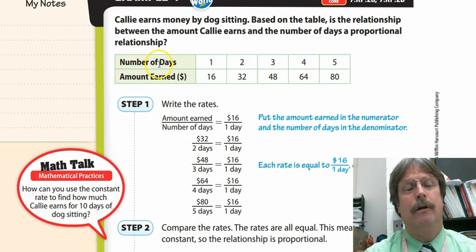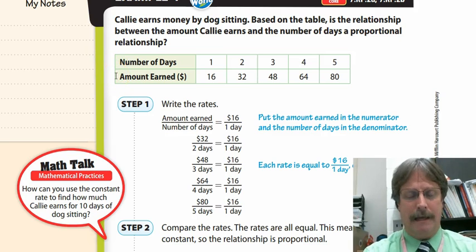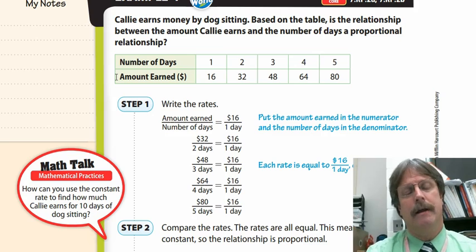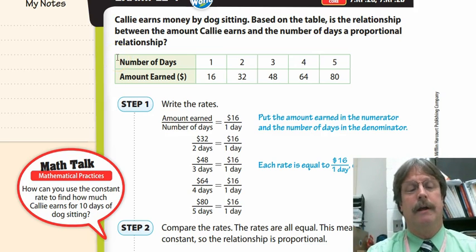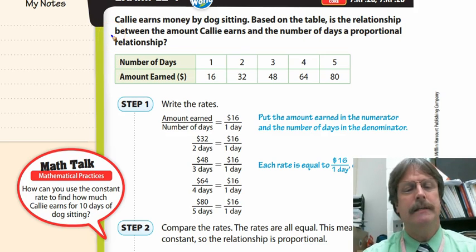Okay, so you have amount earned and number of days. What we have to figure out is what's going to be x, what's going to be y. Who controls who? Are the days going to control how much money that you earn, or is the amount of money that you're going to earn going to control the number of days? If you think about that, I'm pretty certain that the number of days that you work is going to control how much that you earn. So that's going to be x, and that's going to be y.